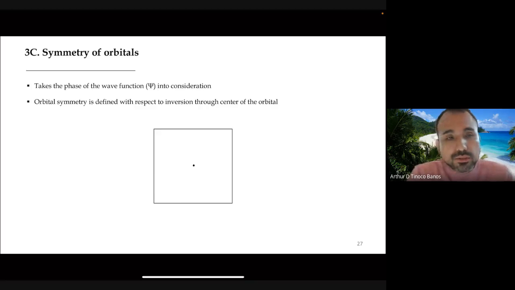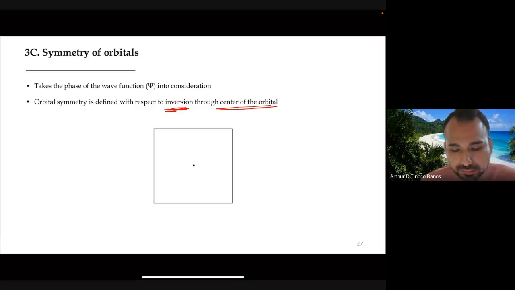All right, so orbital symmetry is defined with respect to an element known as the inversion through the center of the orbital. What does that actually mean? So the element here is the center of the orbital. We all know what orbitals look like, but let's imagine that we are focusing on this square as our representation of an orbital, even though we know that no orbital looks like this. So we have the square. What I want to emphasize here is we have the center.